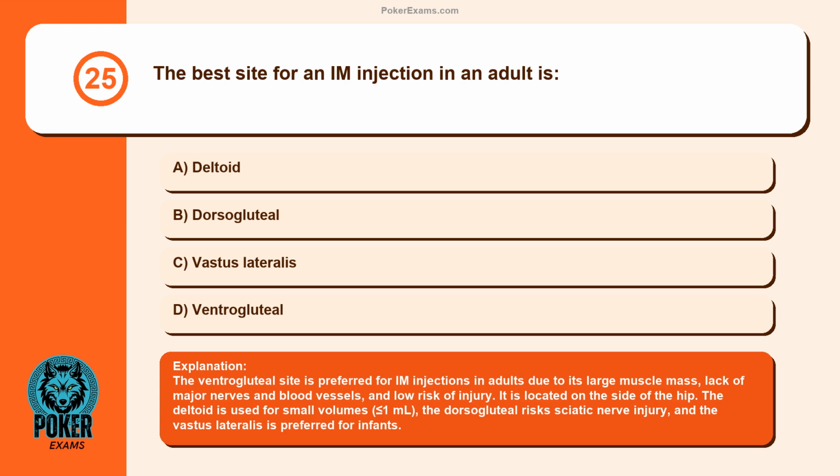The ventrogluteal site is preferred for IM injections in adults due to its large muscle mass, lack of major nerves and blood vessels, and low risk of injury. It is located on the side of the hip. The deltoid is used for small volumes, less than or equal to 1 milliliter. The dorsogluteal risks sciatic nerve injury, and the vastus lateralis is preferred for infants.